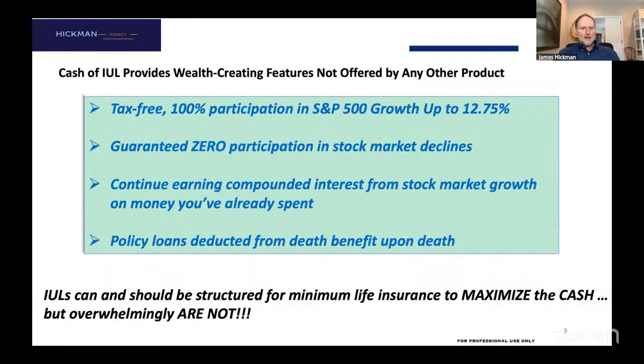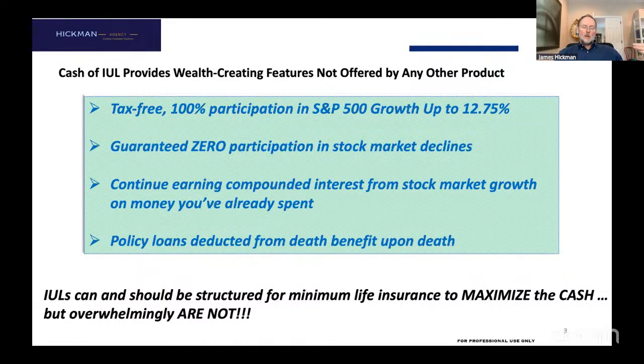So that's the headline, okay? I'm a huge believer in this. I have one myself. It's structured with minimum life insurance, maximum cash. That's what I show everybody that I talk to and encourage everybody that I talk to, that that's the way to do it. So what do we like about it? What am I talking about? Why is this so special?